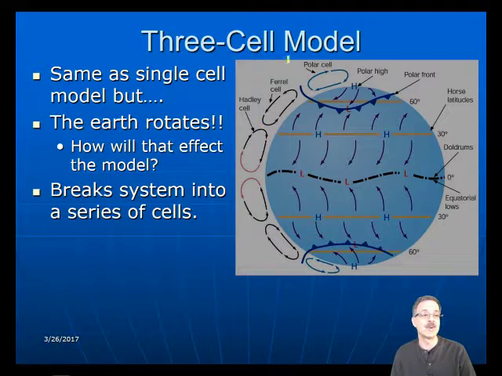Instead of having one big cell, which was called the Hadley cell, that's a thermally driven system, it's going to create three cells. All right? So we have these three cells. We have our one we had before, the thermally driven system, and it's called the Hadley cell. And then we have this polar cell, and it's also a thermally driven system, like that.